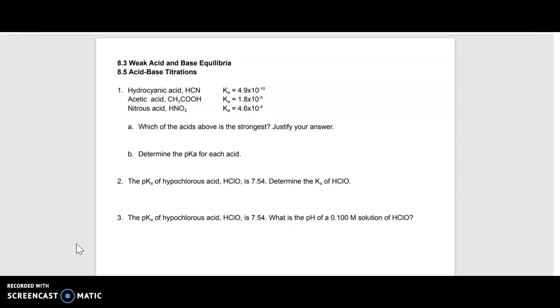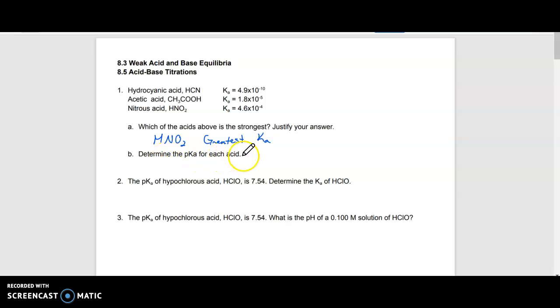So when we solve for which one's the strongest, we're looking for the one that has the highest Ka value, or equilibrium constant, and that's this one. So HNO2, because it has the greatest equilibrium value, or greatest Ka, and it dissociates the most. So now we're going to answer this question.